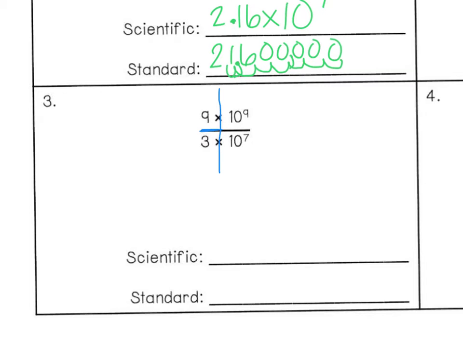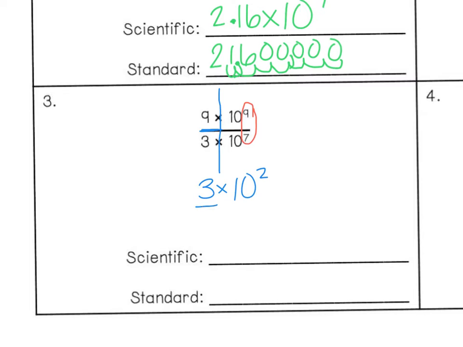I'm just going to draw a line through it because I'm going to save time. So 9 divided by 3 is 3. And then 10 to the 9th power divided by 10 to the 7th power. Well, 9 minus 7, because just like we would for the quotient rule, you're going to keep your base. So times 10, our 10 is our base, and then subtract our exponent. So 9 minus 7, which is 2.